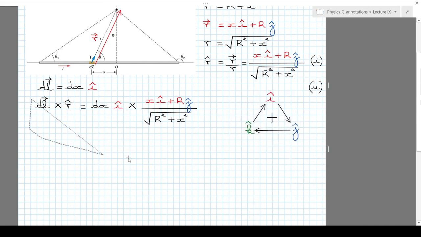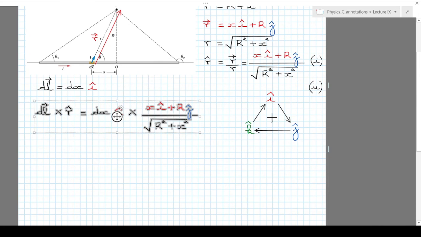So i hat cross product with i hat is going to be zero. Parallel vectors are going to be zero, and you have only i hat vector product with j hat, and this is going to be k hat. That means that from this vector product we have only one component in the k hat direction, right? That is going to be actually only this component here. So we are going to have r over these guys here.